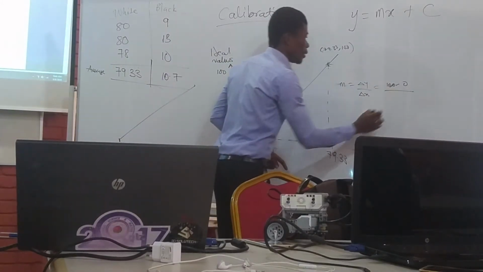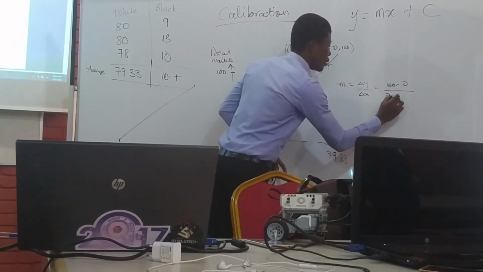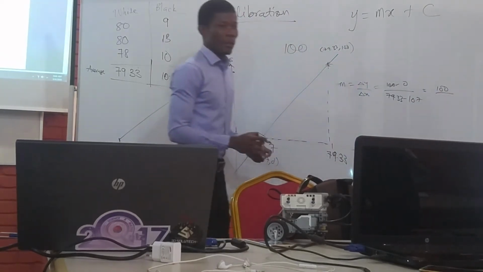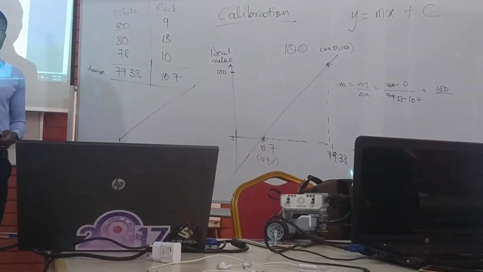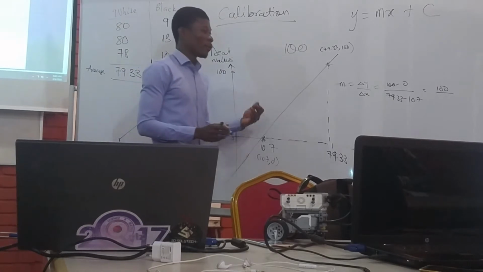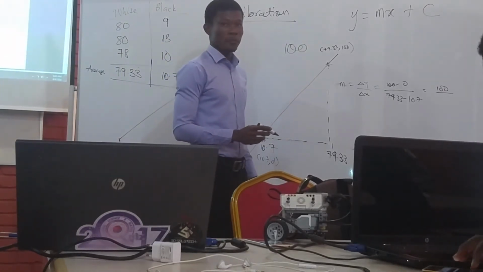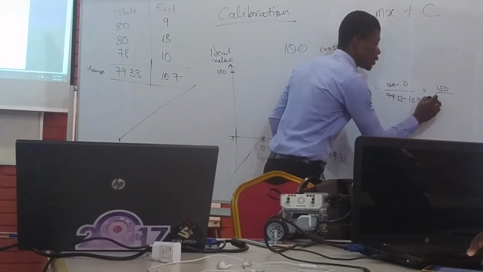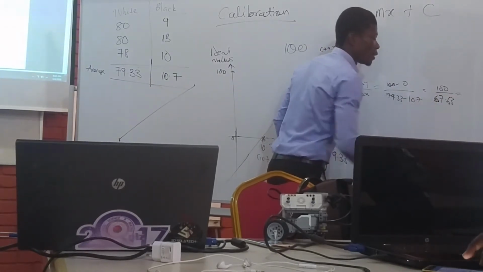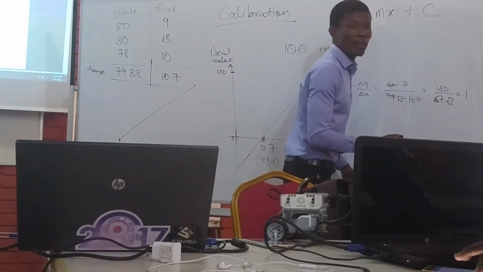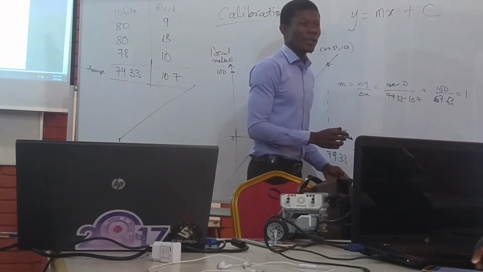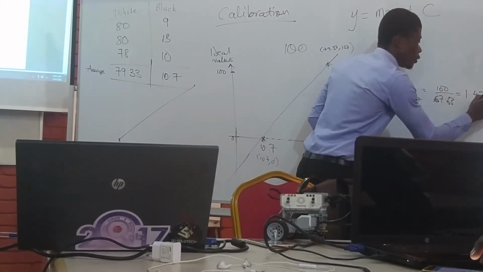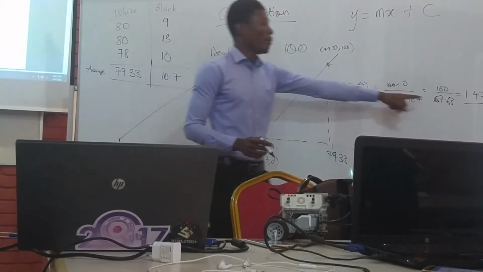Change in Y can be what? 100 minus 0 over what? 79.33 minus 10.7. So what do I get? 100 over what? 68.6. You have to calculate this quickly. Those with the calculators. Okay, so what do we get? 1.47.